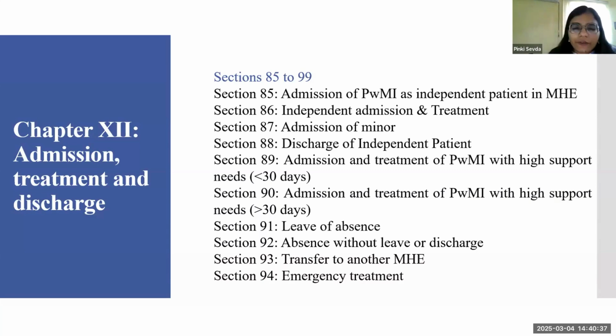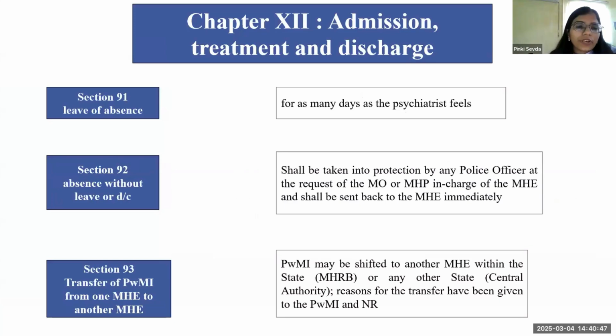In 91, leave of absence. 92 is absence without leave or discharge. 93 is related to transfer to another mental health establishment, and 94 is related to emergency treatment. So as per section 91, leave of absence, for as many days as the psychiatrist feels, we can give leave to the patient.